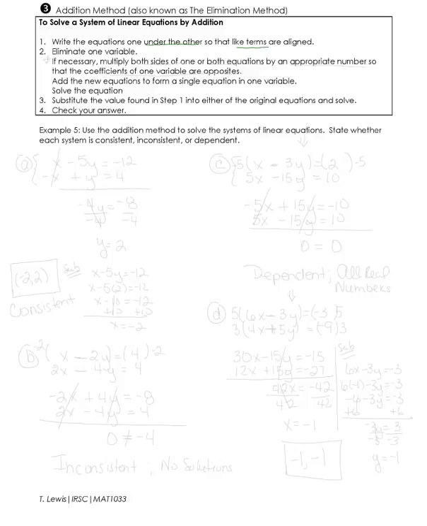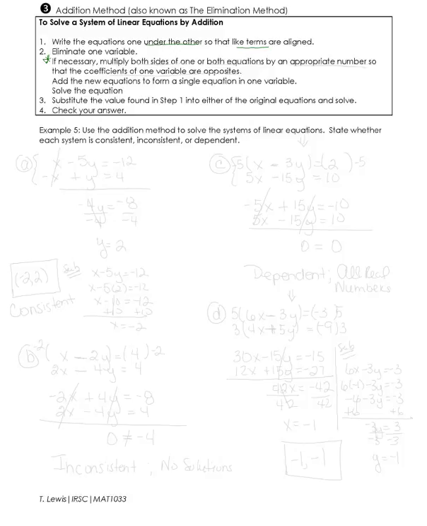Eliminate one variable. If necessary, put an asterisk by that. If necessary, multiply both sides of one or both equations by an appropriate number so that the coefficients of one variable are opposites. Add the new equations to form a single equation in one variable. Solve the equation. Number 3, substitute the value found in step 1 into either of the original equations and solve. Check your answer.